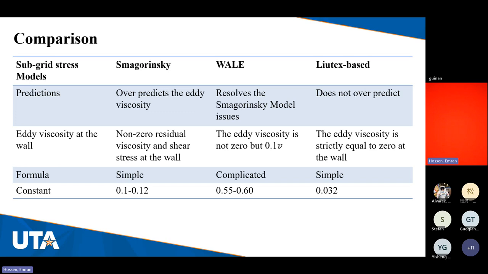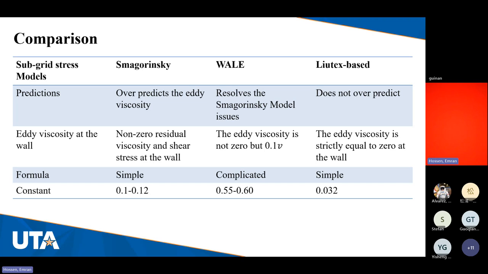The Smagorinsky model over-predicts the eddy viscosity, and the wall model resolves the Smagorinsky model's issues, but the Liutex-based model does not over-predict. In the eddy viscosity at the wall, you can see that the Smagorinsky model has non-zero residual viscosity and shear stress at the wall. In the wall model, the eddy viscosity is not zero, but 0.1. In the Liutex-based model, the eddy viscosity is strictly equal to zero at the wall.